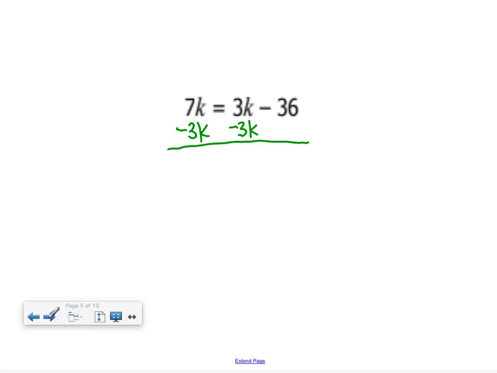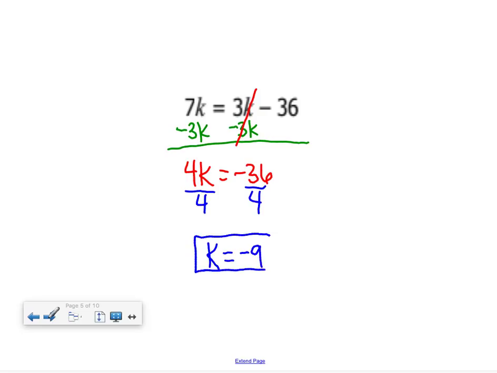What are we left with? Well, 7k minus 3k is how many? 4k equals, these 3k's cancel, minus 36. How do I get k alone? Divide by 4, divide by 4. So k equals negative 36 divided by 4 is negative 9.